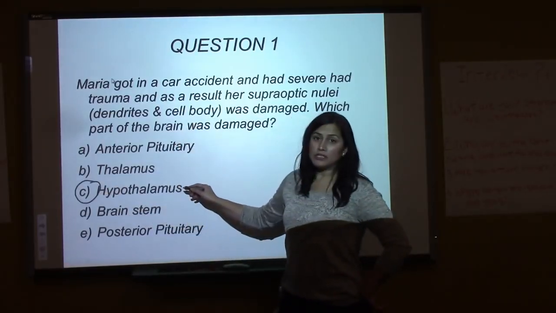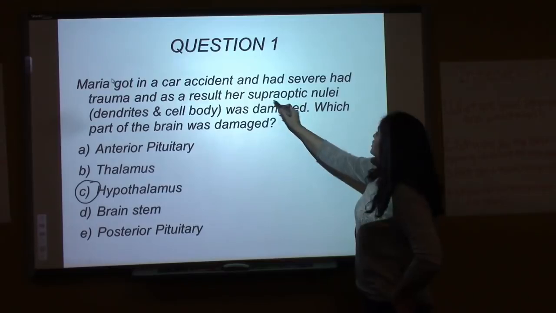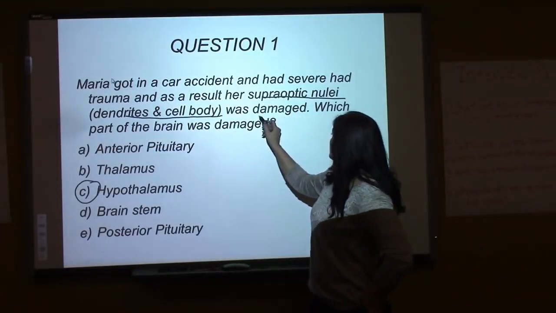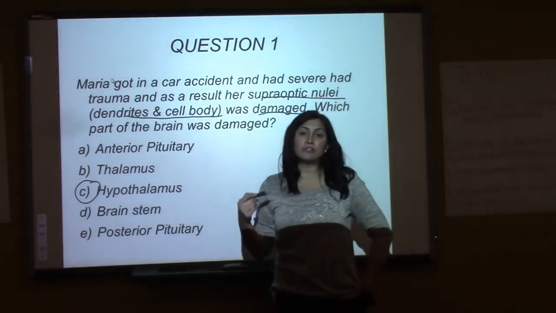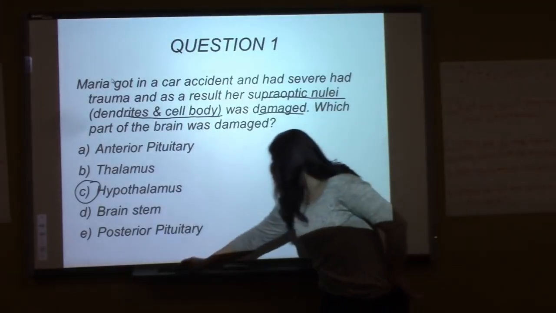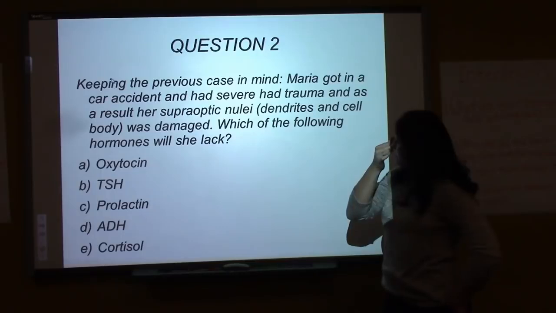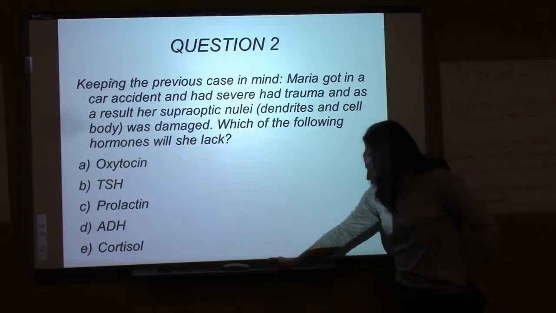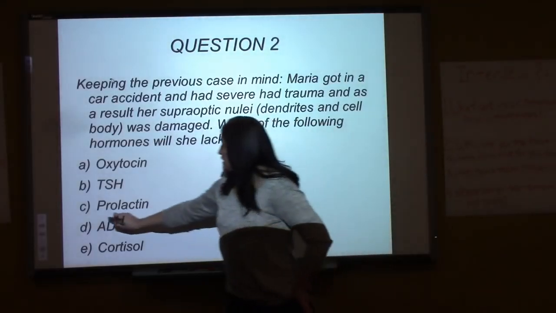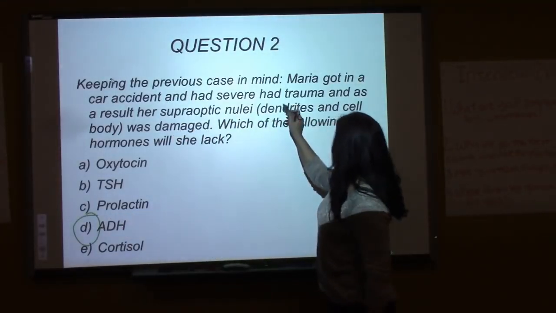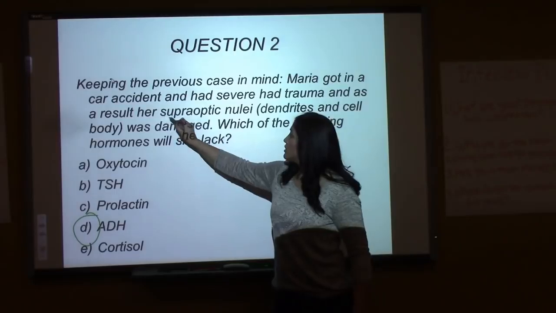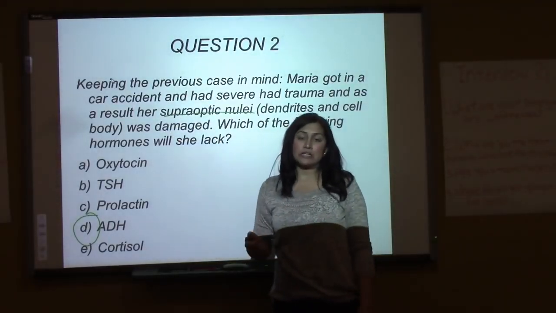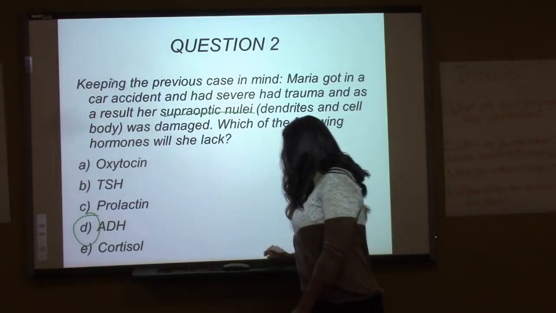It's the hypothalamus, because it says that the supraoptic nuclei, the dendrites and cell bodies, were damaged. Where are those located? Within the hypothalamus. The answer is ADH because it tells you it's the supraoptic nuclei. Supraoptic nuclei produce and secrete ADH. Okay.